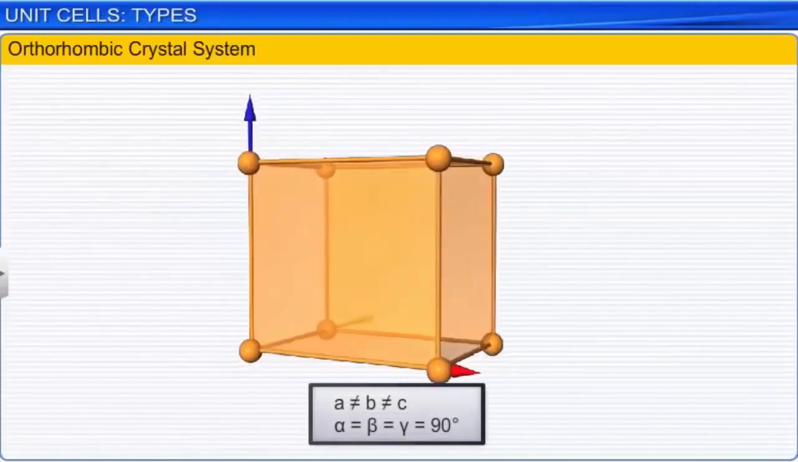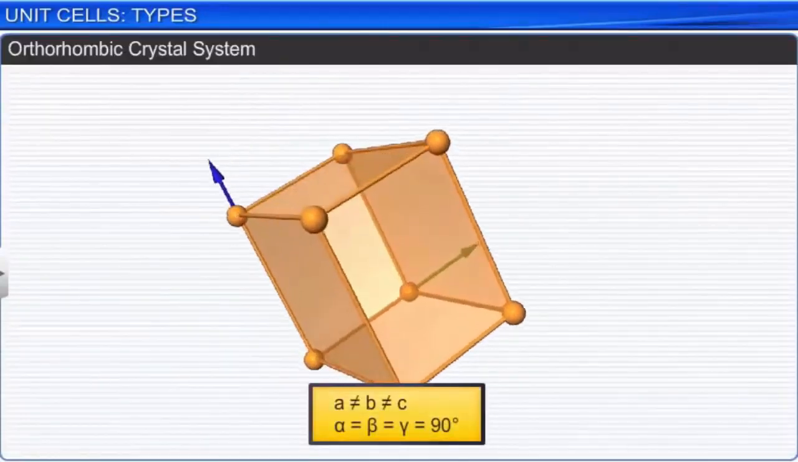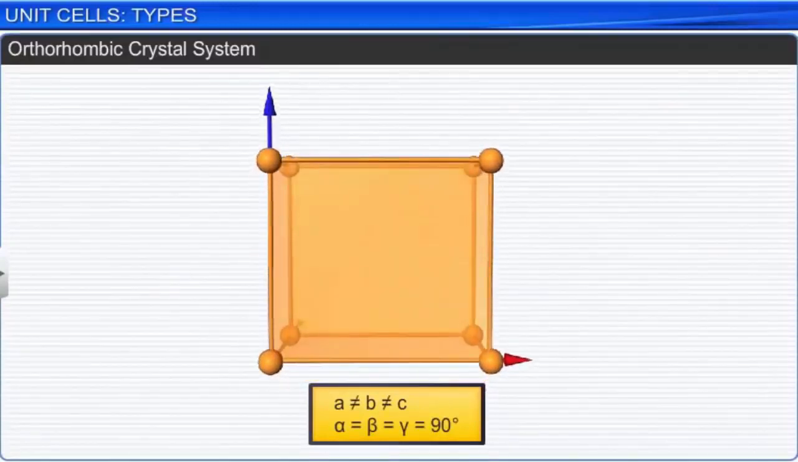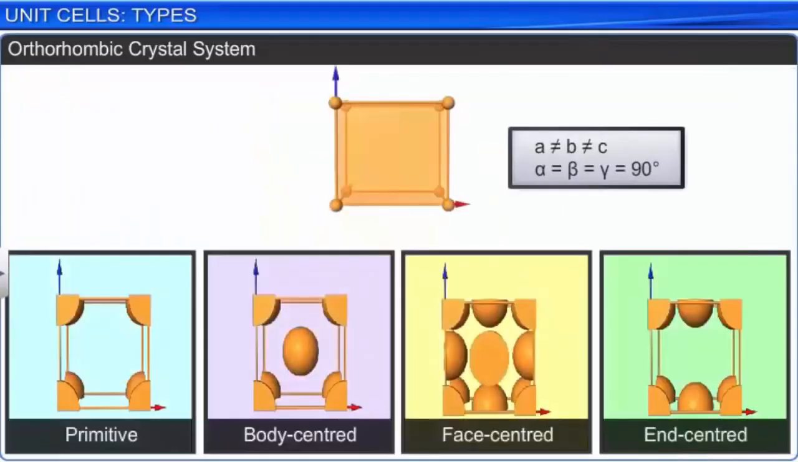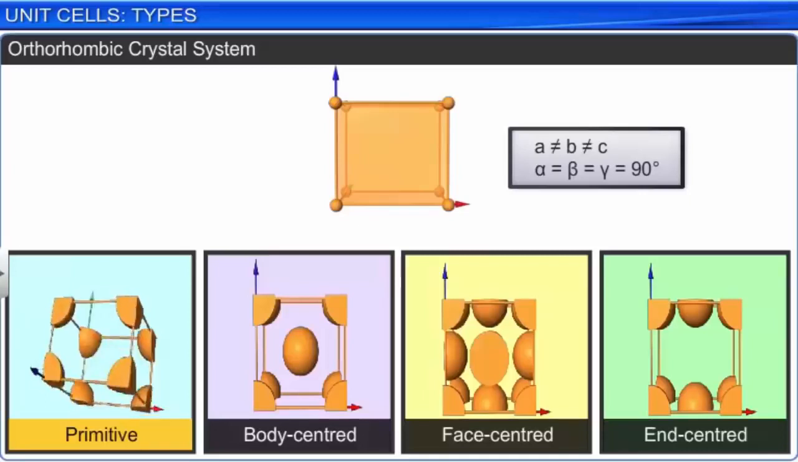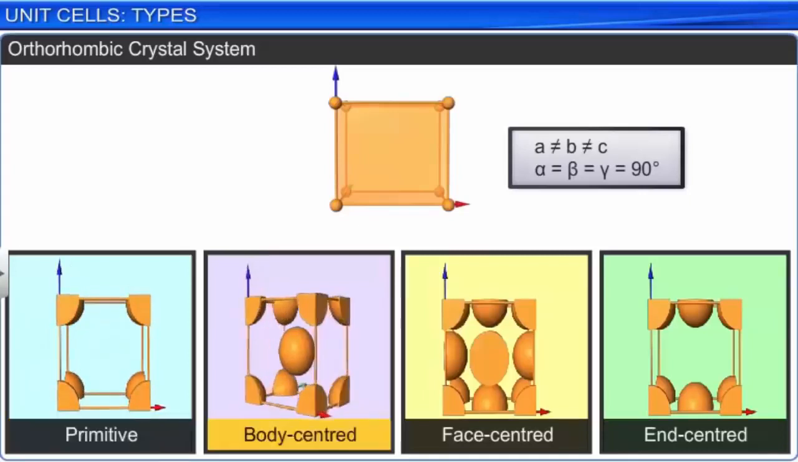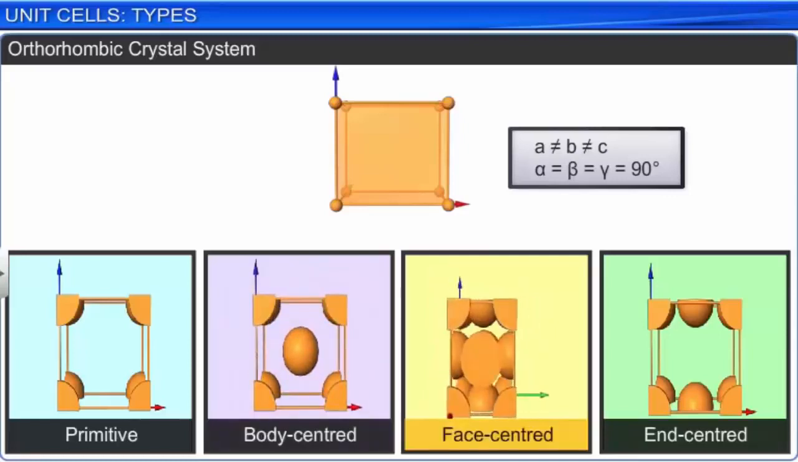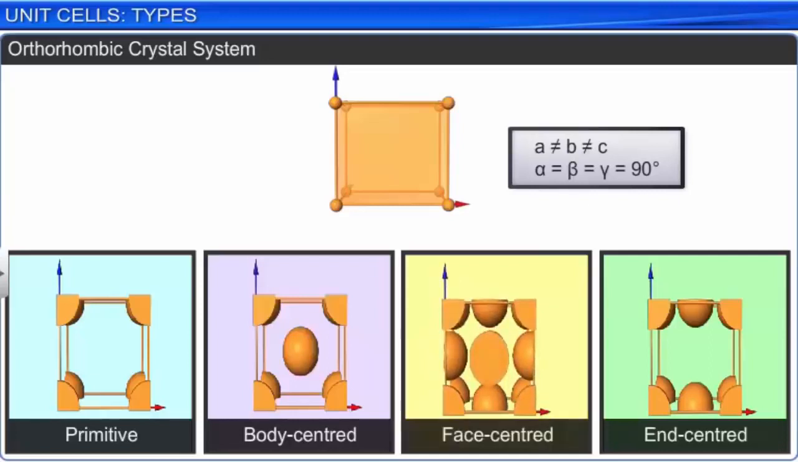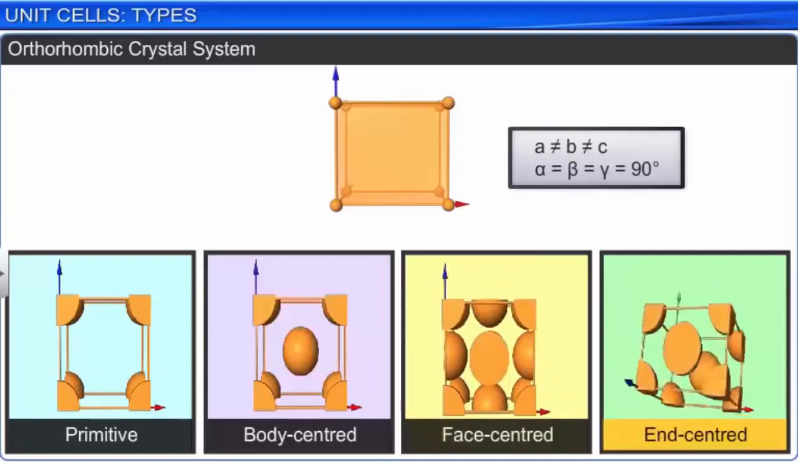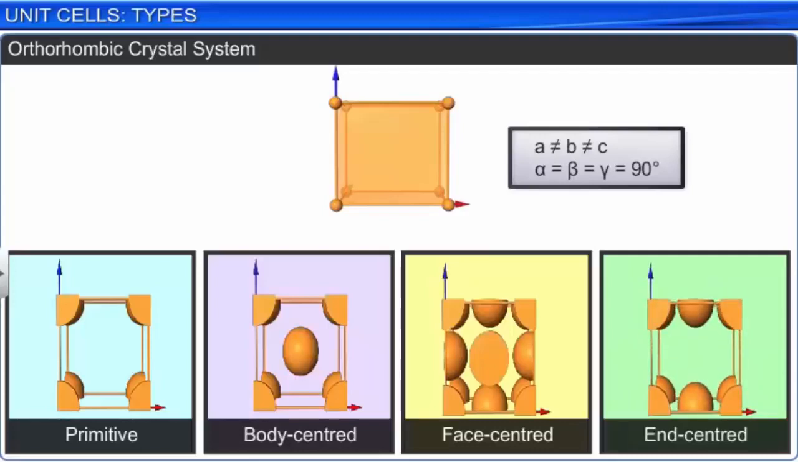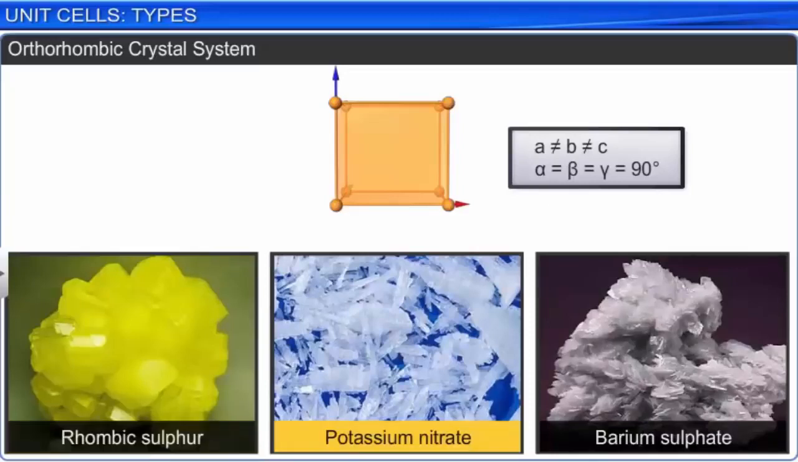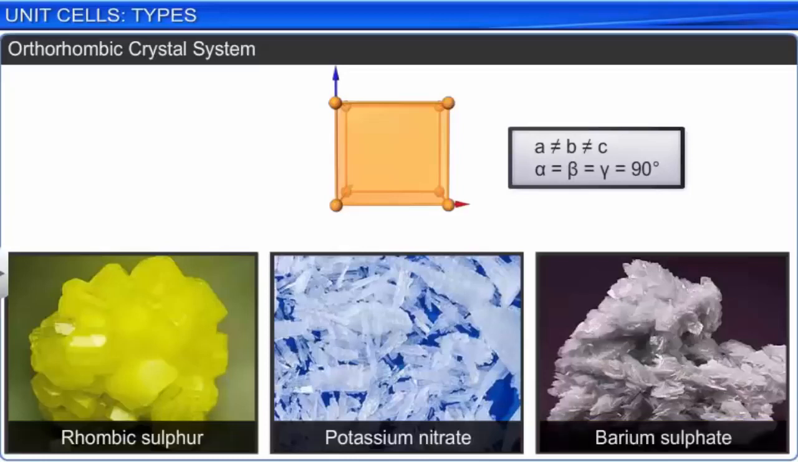In an orthorhombic crystal system, the three axes are unequal, but all axes are at right angles to each other. The possible lattices are primitive, body-centered, face-centered, and end-centered. Rhombic sulfur, potassium nitrate, and barium sulfate are examples of this type.